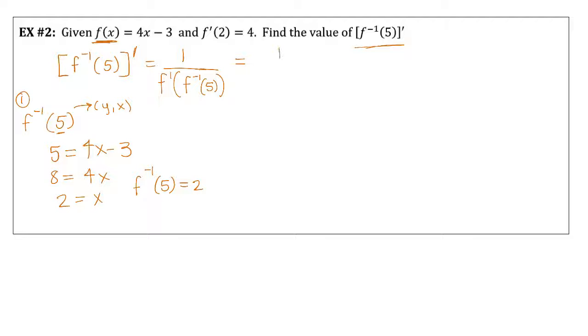So continuing on here, then I'm going to look for f prime at 2, which is going to be pretty easy because we were told f prime at 2 is 4. So my answer is going to be 1/4.